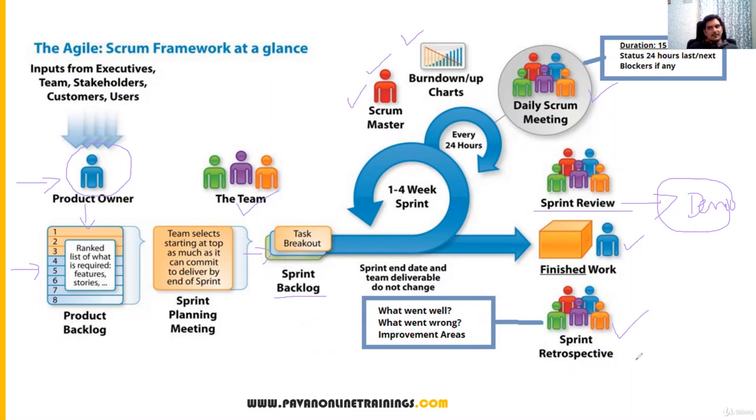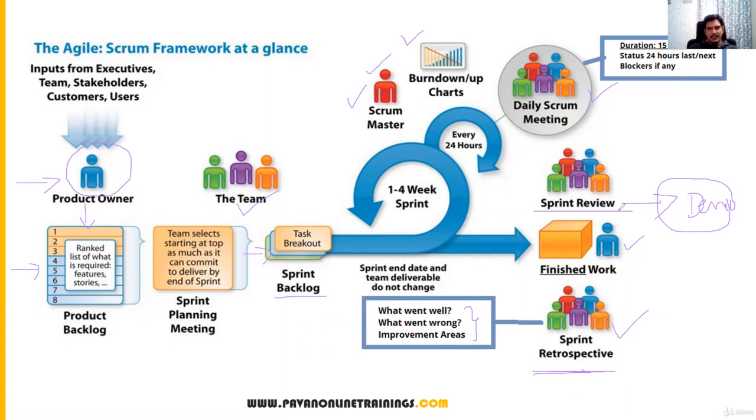After completion of the first sprint, after completion of the second sprint, for every sprint, at the end of the sprint, we will do this meeting. In the retrospective meeting, we will discuss what went well, what went wrong, and what improvements we have to make in the upcoming sprints. These things will be discussed during the sprint retrospective meeting.